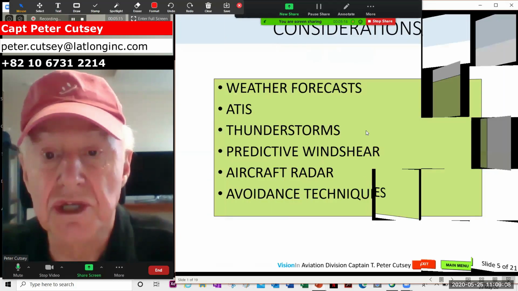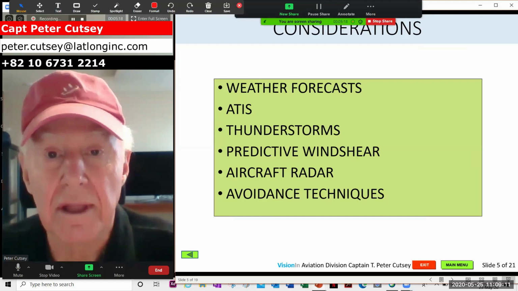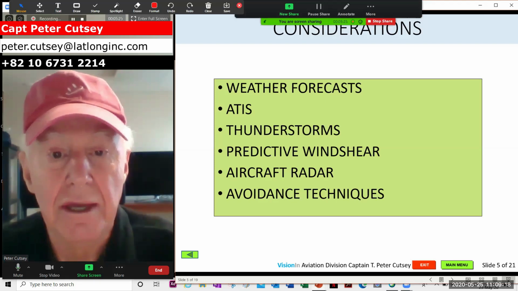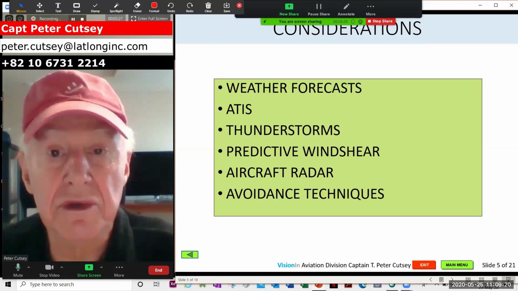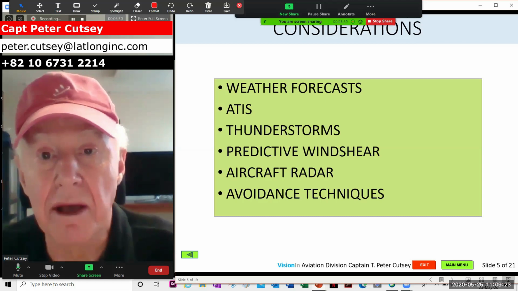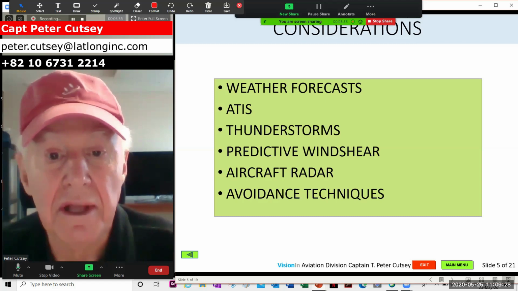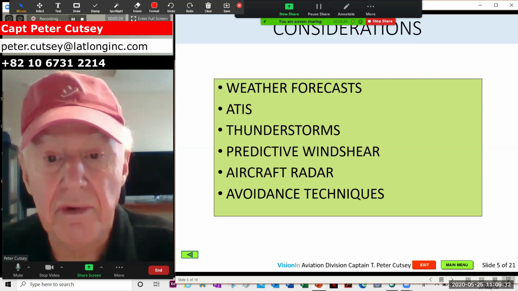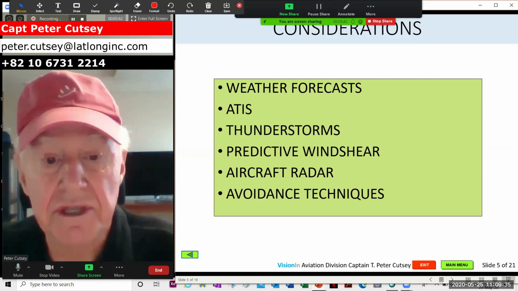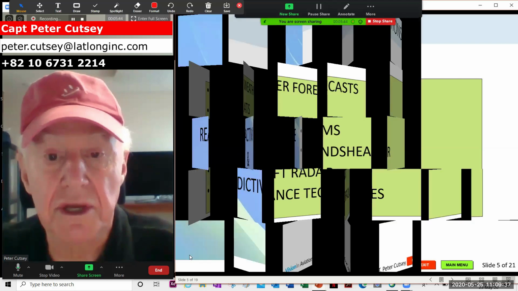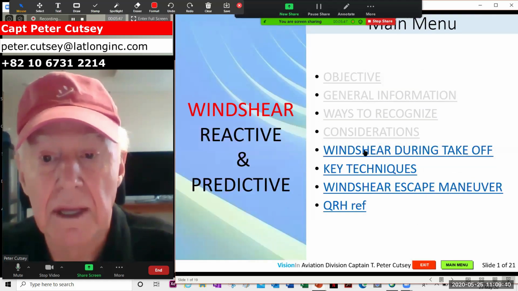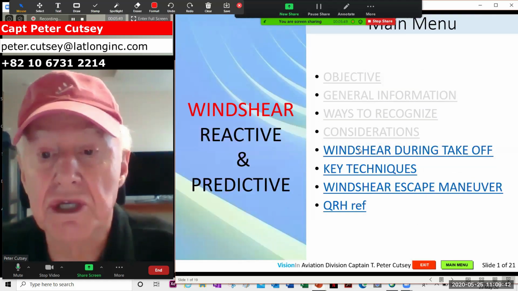So, considerations. Anytime you are flying, you should always be aware of weather changes, etc. So weather forecasts, the ATIS information you're receiving, which you normally pick up 200 miles out on VHF, or if you have a printer, you can get it before. Thunderstorms, predictive wind shear, aircraft radar, and avoidance techniques. These are all considerations anytime you go flying. Now let's have a look at wind shear during takeoff.